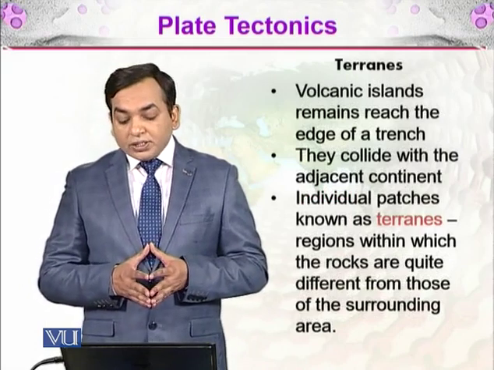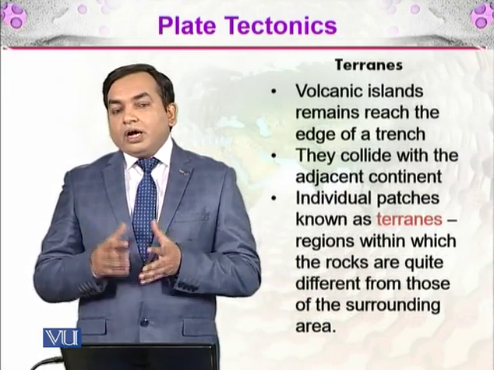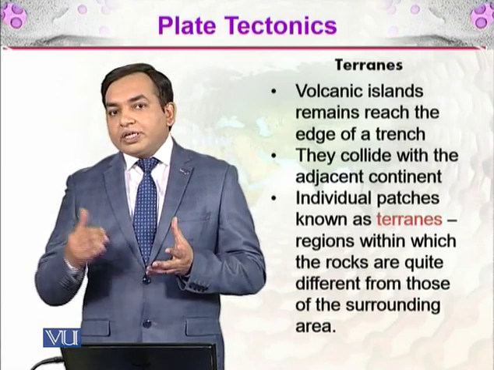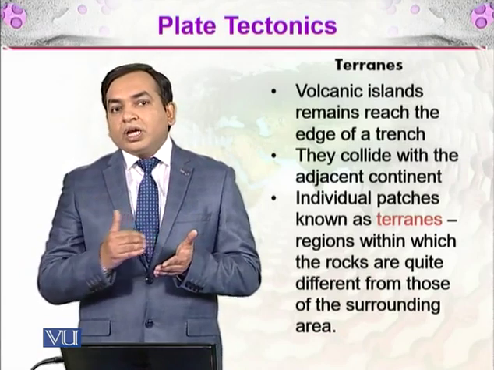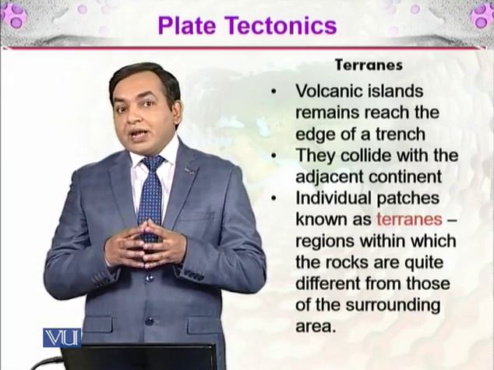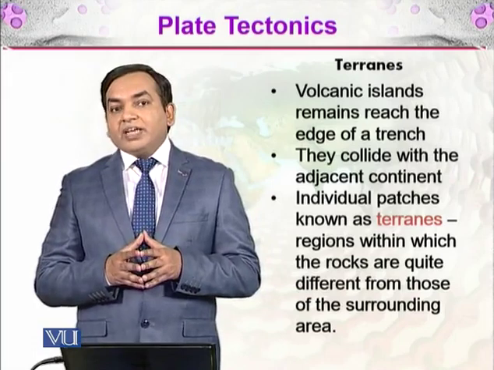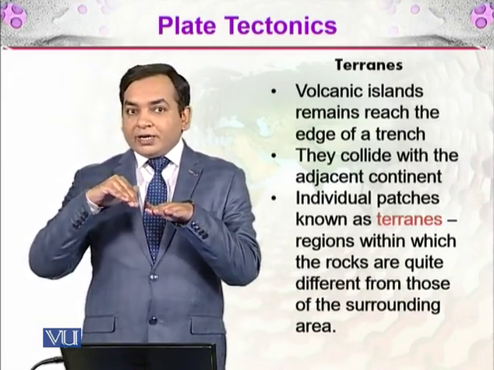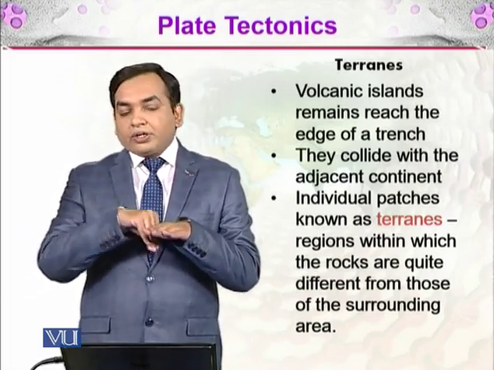And then there are the terranes. The volcanic island reaches the edge of the trench. We have discussed the Pacific Ocean, where there is the expansion of the Atlantic Ocean, while the Pacific Ocean is going down in the Mariana Trench. So if there is an island present there, and next to the island on the other side of the plate there is a continent, the plate of the island is going down, and its remains will collide with the other continent as well.